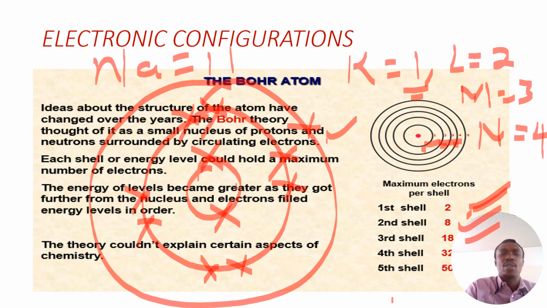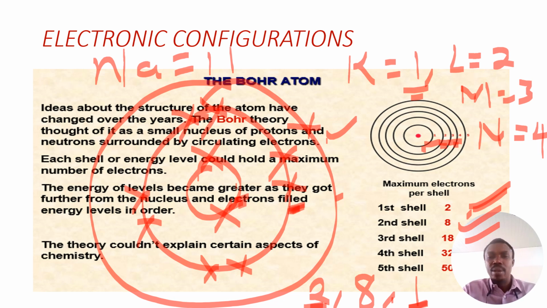So if we are to write the electronic configuration for sodium, it is 2, 8, 1. This is the outermost electron. This is the first shell, the shell with the lowest energy level, then the second shell. As it goes from the innermost shell to the outermost shell, the energy level increases.